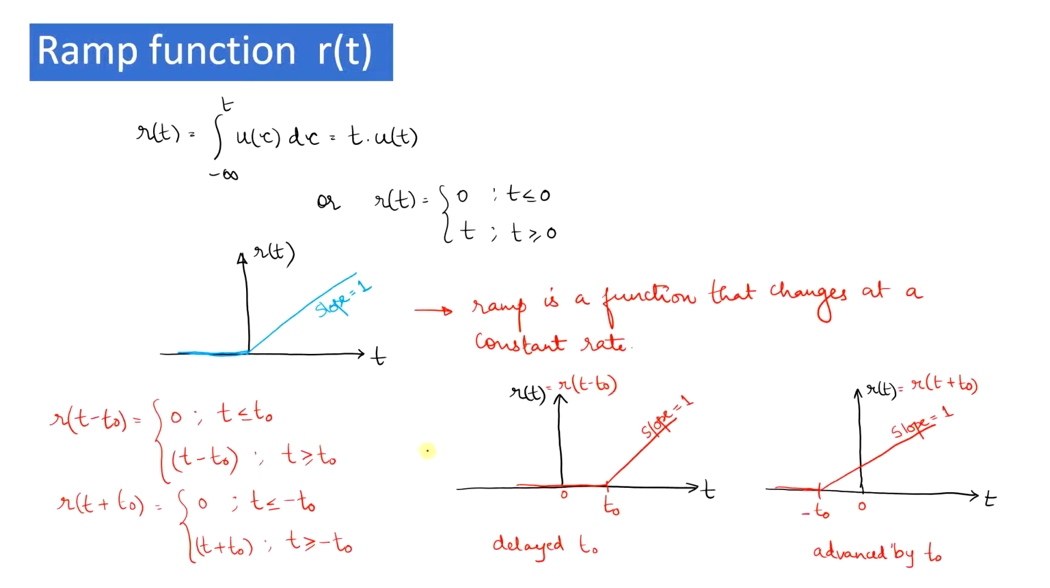Okay, because the original signal r of t was what? It was at the origin, that from this point you had a slope equal to t, whereas in this case it is delayed by t naught and in this case it is advanced by t naught.